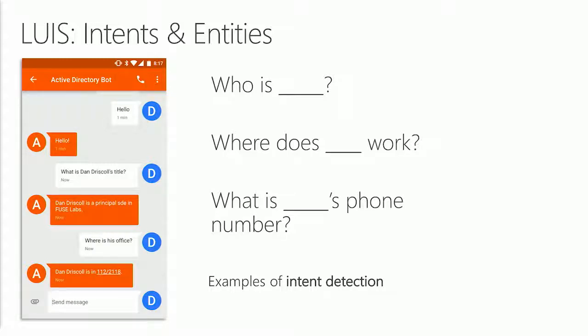The other part of LUIS is entities, and these are kind of the nouns in the sentence. These are the specific instances of the requests that we want to make. So for example, it's no longer "who is blank", it's now "who is John", "where does Sue work", "what is Erica's phone number". And if you think about how this maps to code, the intents are basically methods, right? And the entities are going to be variables or parameters into those methods. So if you understand intents, you understand entities, and we're going to give you some more examples as we go, then LUIS becomes pretty straightforward to use.